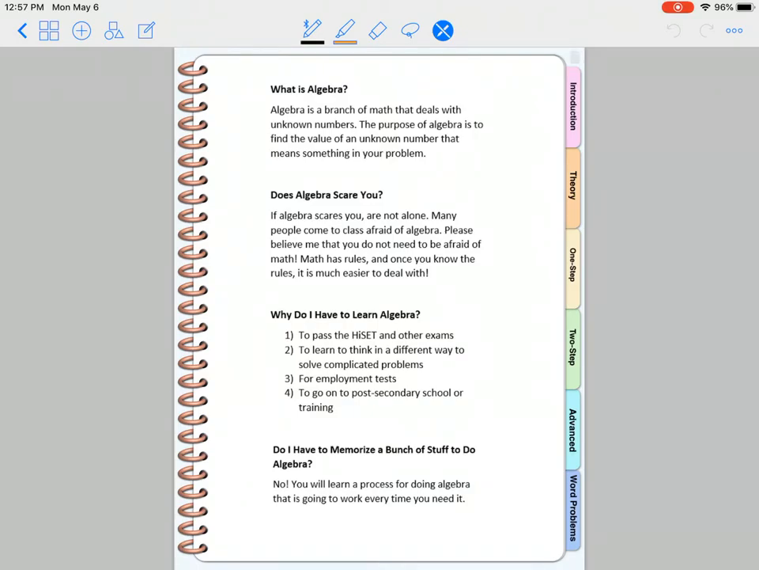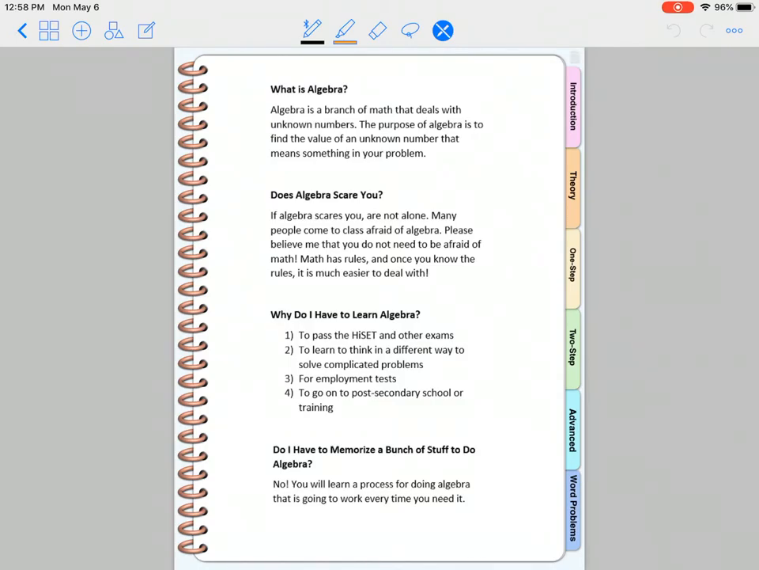So if you can keep that in the back of your mind, that you're always searching for that unknown value in the problem, that will help you to understand the problem sometimes a little bit better.